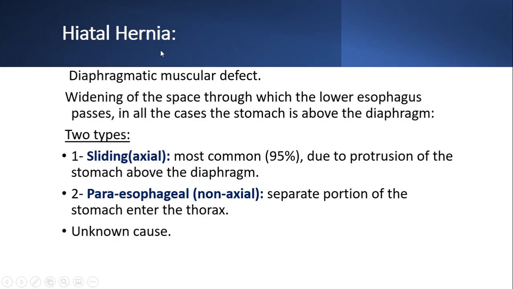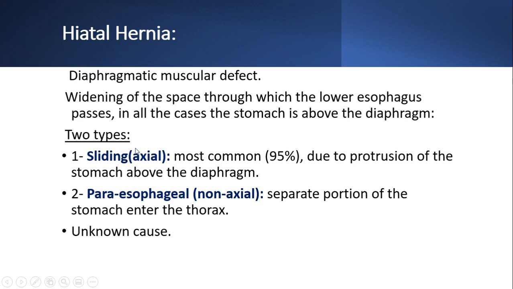Hiatal hernia is also an anatomical defect, a diaphragmatic muscular defect, a widening of the space through which the lower esophagus passes through the diaphragm into the abdomen. In these cases, part of the stomach or part of the wall of the stomach will bulge upward into the thorax. It is of two types.